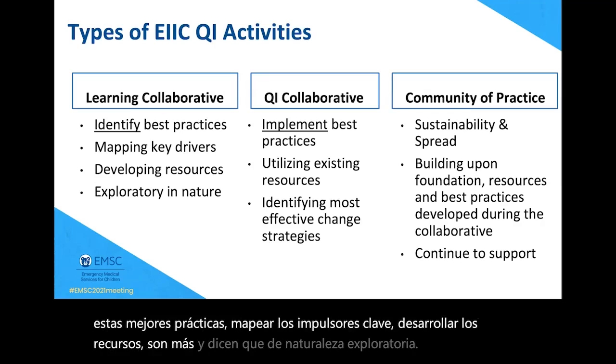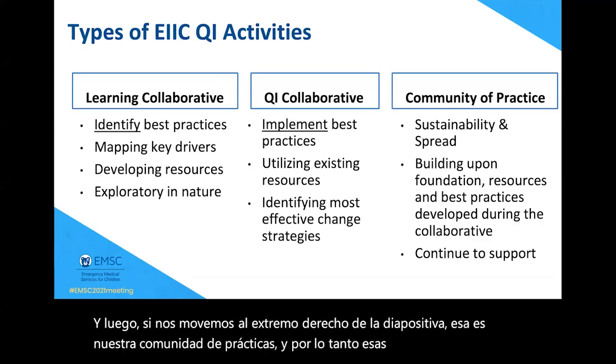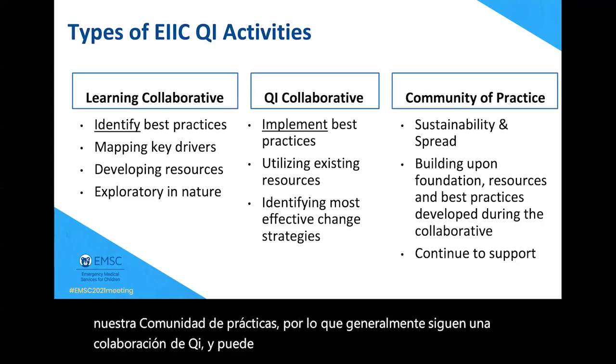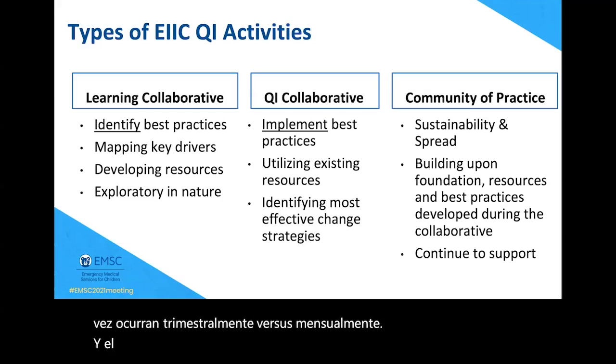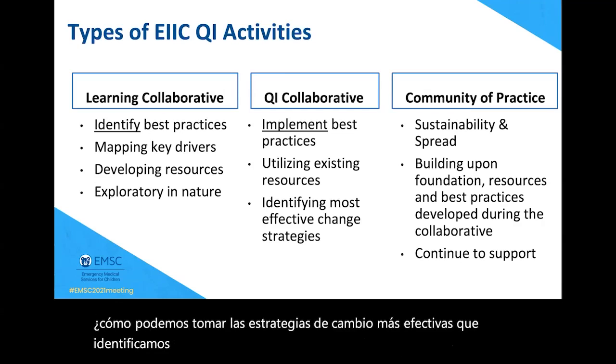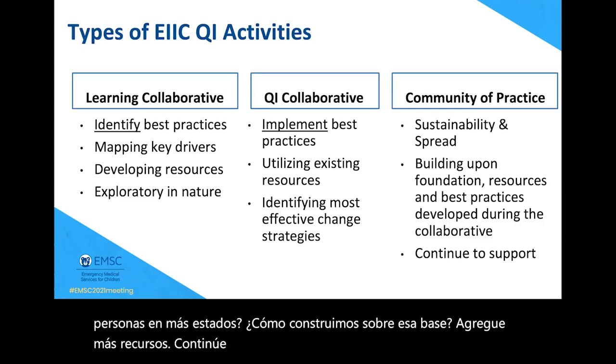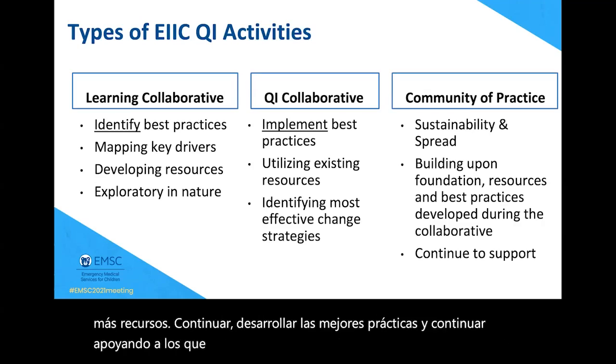And then if we move to the far right-hand side of the slide, that is our communities of practice. And so those typically follow a QI collaborative, and they're maybe less intense. The meetings maybe happen quarterly versus monthly. And the focus is really on sustainability and spread. So how can we take the most effective change strategies that we identified in the QI collaborative and ensure that they are reaching more people in more states? How do we build upon that foundation, add more resources, continue to develop best practices, and continue to support those who are trying to implement these changes?